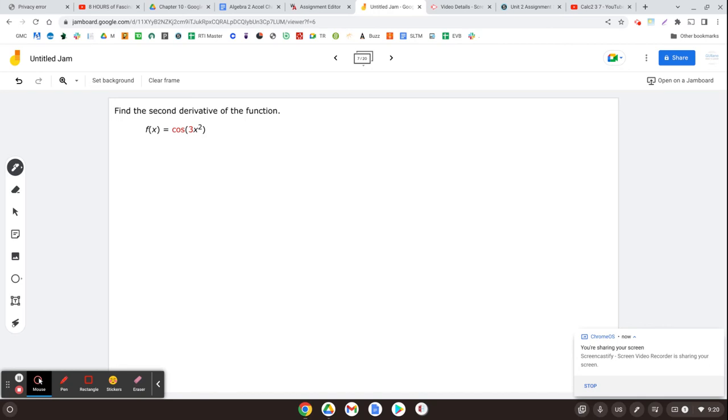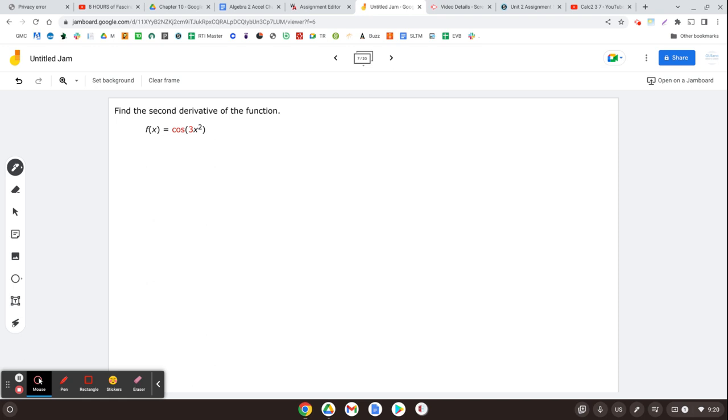Welcome back. Got a nice little second derivative question here. And here's a good time, I think, to bring up this equation sheet that I've given you guys for the derivatives. Hopefully you know that the derivative of cosine is negative sine. But if not, that's one of the things I think you should put to memory. But if you look at your equation sheet, you'll see this thing.